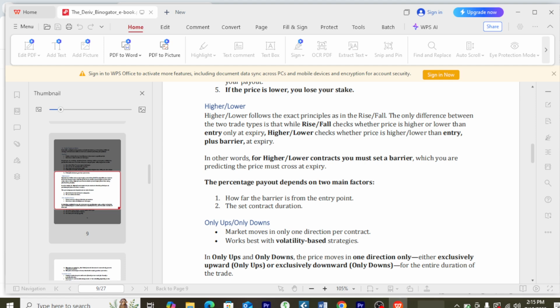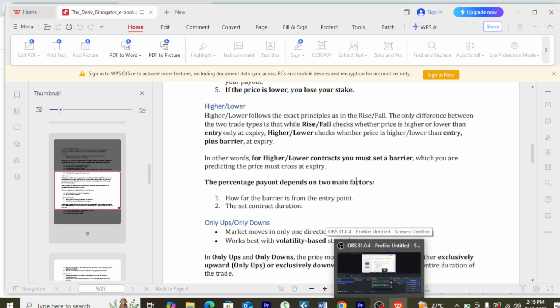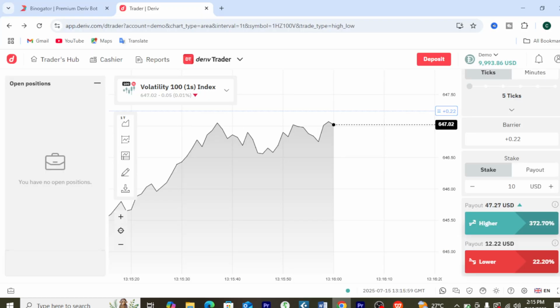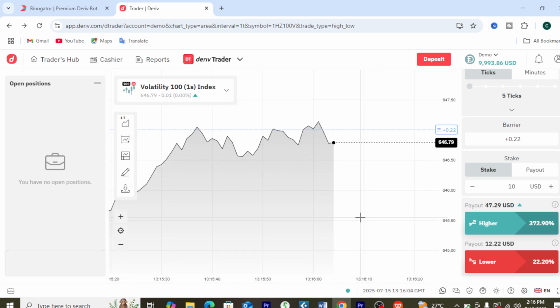So what this means is that for higher lower contracts, you must set a barrier which you are predicting that the price must cross at entry. The percentage payout depends on two factors: how far the barrier is from the entry point and the set contract duration. So let's go to the Deriv platform so that I can make some trades using this.